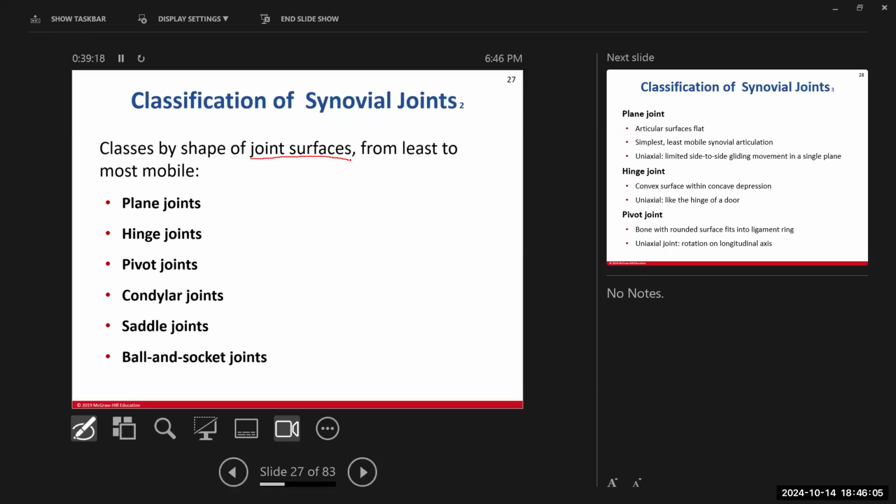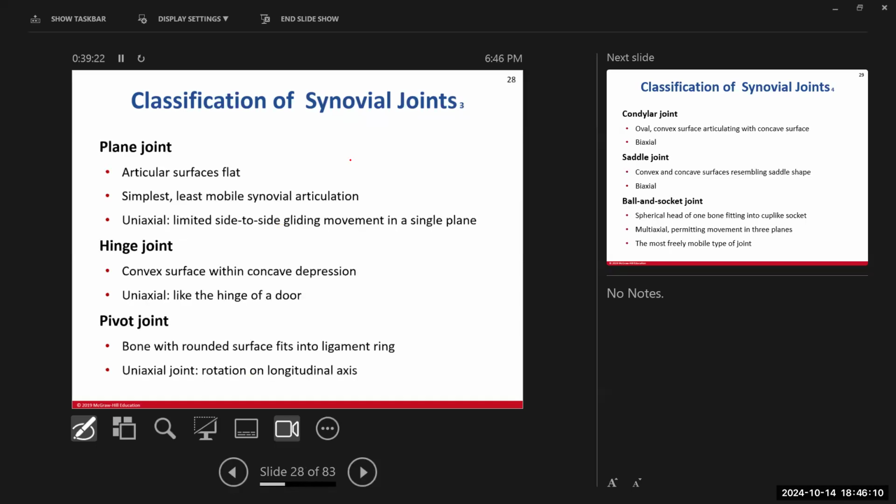We're going to go through these, and we'll spend more time on the more mobile joints. All right, so the first one, like you would guess, is a plane joint. Both surfaces are going to be flat. I'll show you examples in a second. So a plane joint, both of the joint surfaces are flat. Very basic joint. And it's going to be uniaxial, which means we're going to move those bones in a single plane. Either they'll move in the coronal plane, the transverse plane, or the mid-sagittal plane.